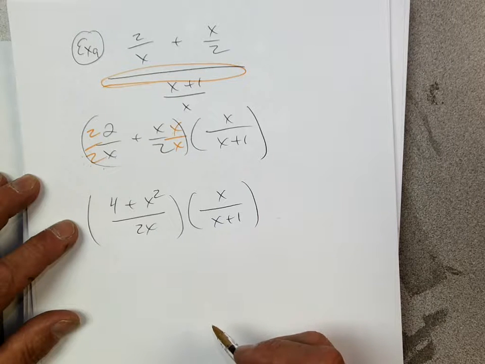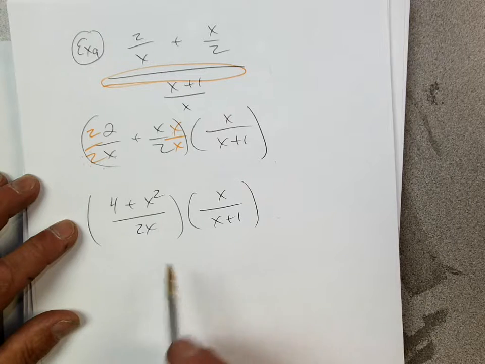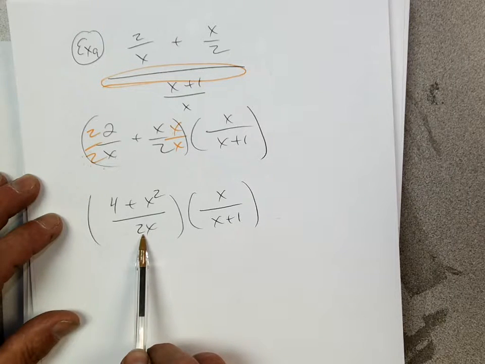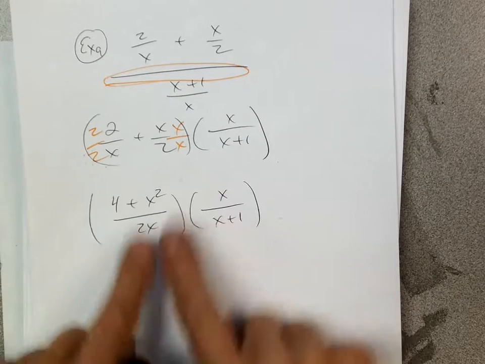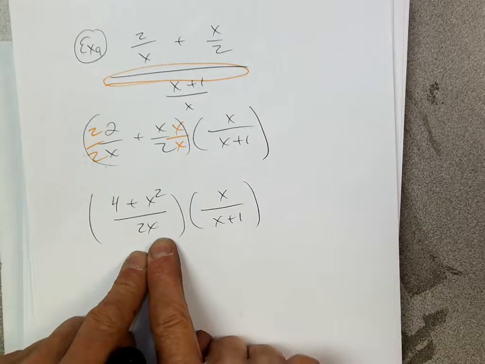Wait, isn't that a 4x? Common denominator. Oh, wait, no. Are you sure? I mean, if I do 1/7 plus 3/7, is it 4/14? Please say no. Thank you, Will. It's not, is it? So it's got to be 2x, right? It's going to be 2x. I told you this is hard.